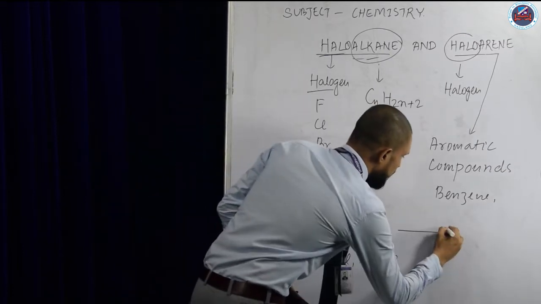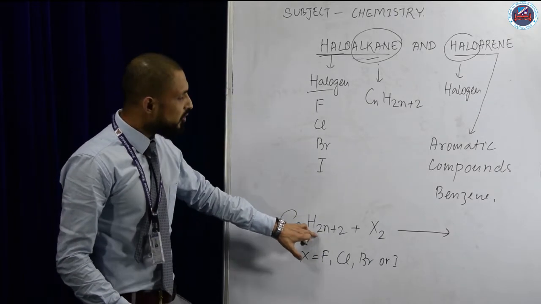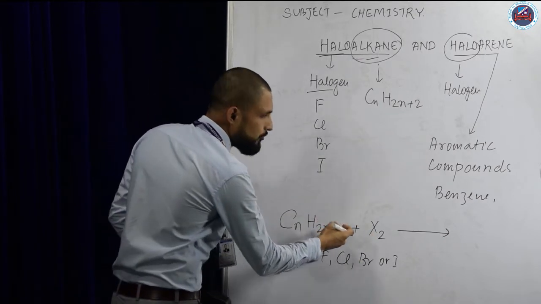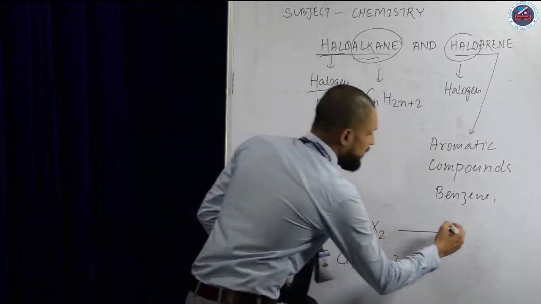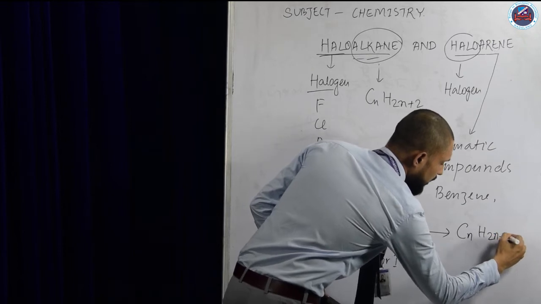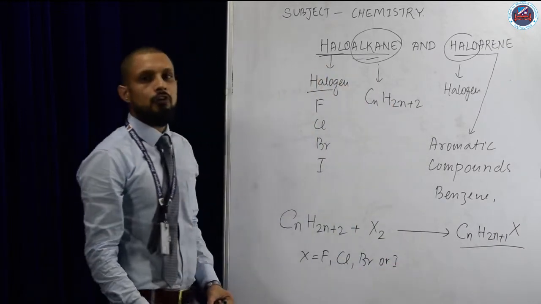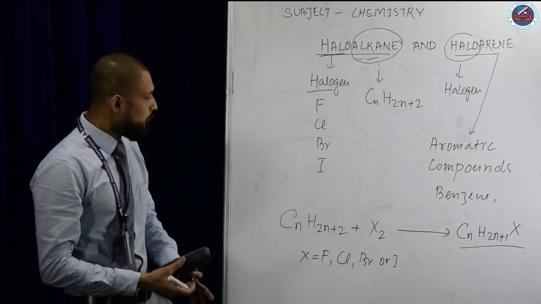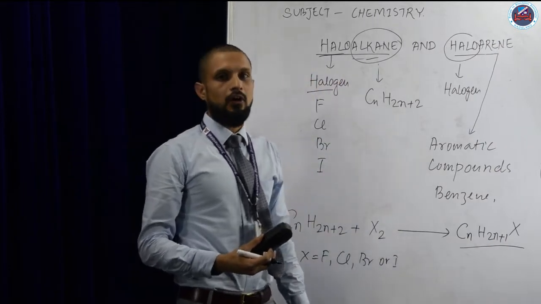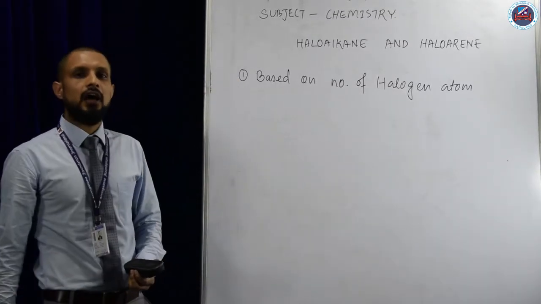So what happens here is one or more hydrogen is replaced by halogen. So say if you replace one hydrogen with one halogen, you get this formula CnH2n plus 1X. And this is the general formula of monohaloalkane. If you replace two hydrogen with two halogen, you'll get dihaloalkane. So let us see the classification of haloalkane and haloarene.